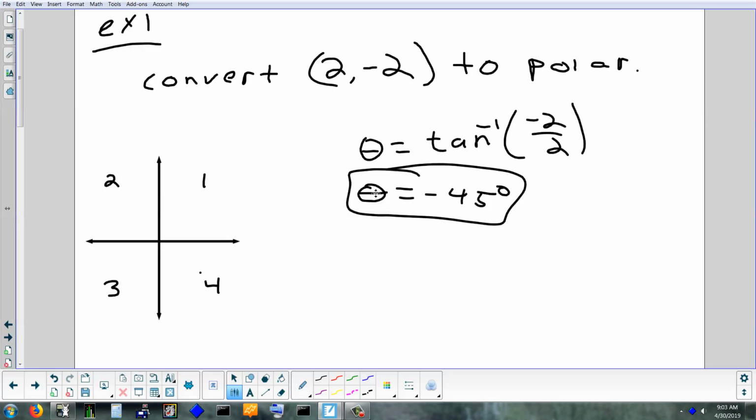Can you plug it in for me? Tell me, Aaron, what it would be. r squared equals 2 squared plus negative 2 squared.